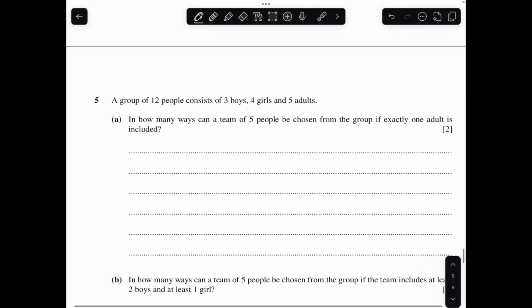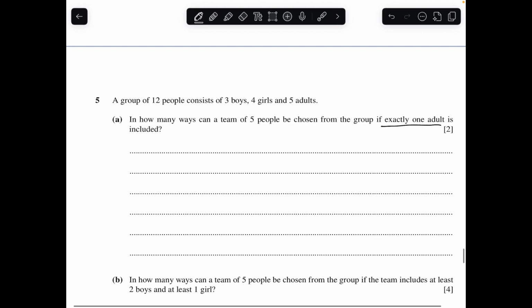Question 5. A group of 12 people consists of 3 boys, 4 girls and 5 adults. In how many different ways a team of 5 people can be chosen from a group if exactly one adult is included? So we have to choose a team or form a team of 5. 1, 2, 3, 4, 5. And exactly one adult is included. Okay, so we have one adult out of 5 adults and the remaining could be anybody, boys or girls.